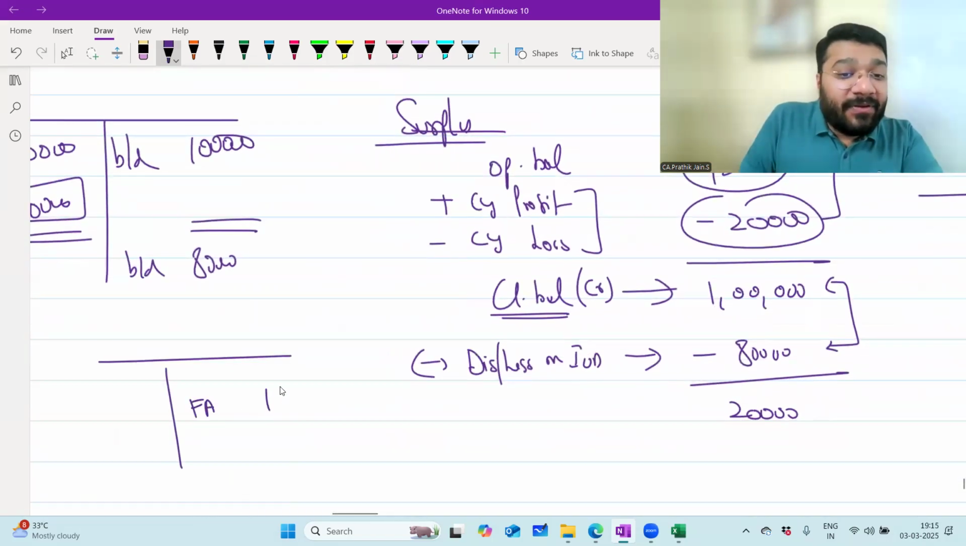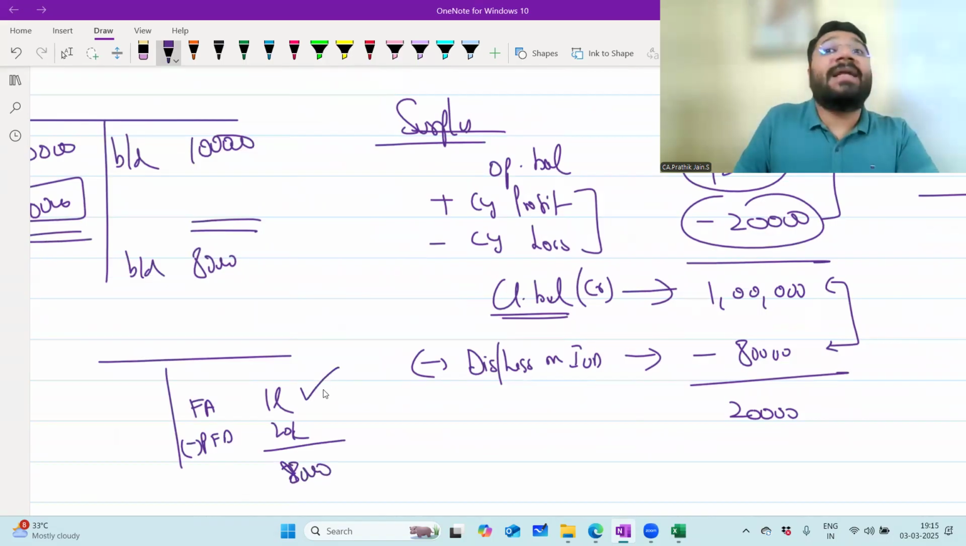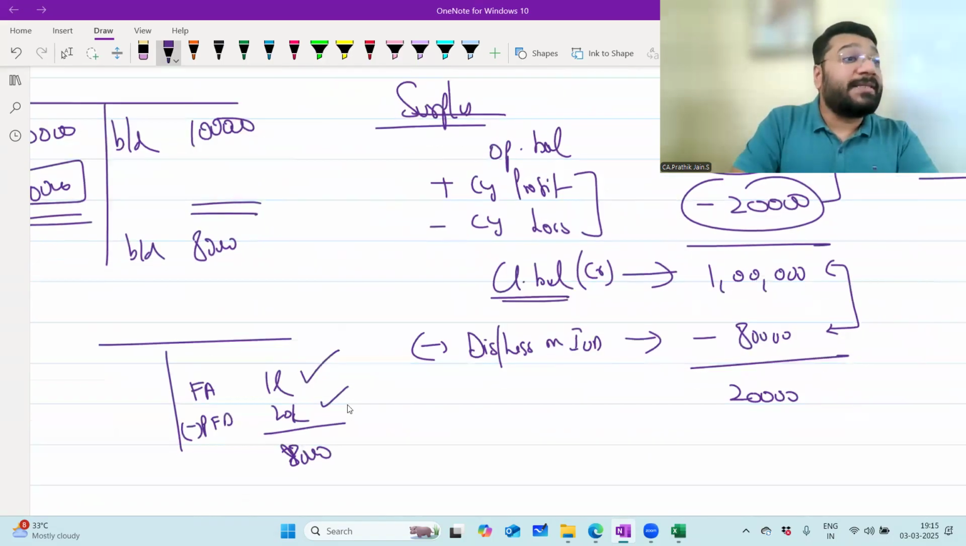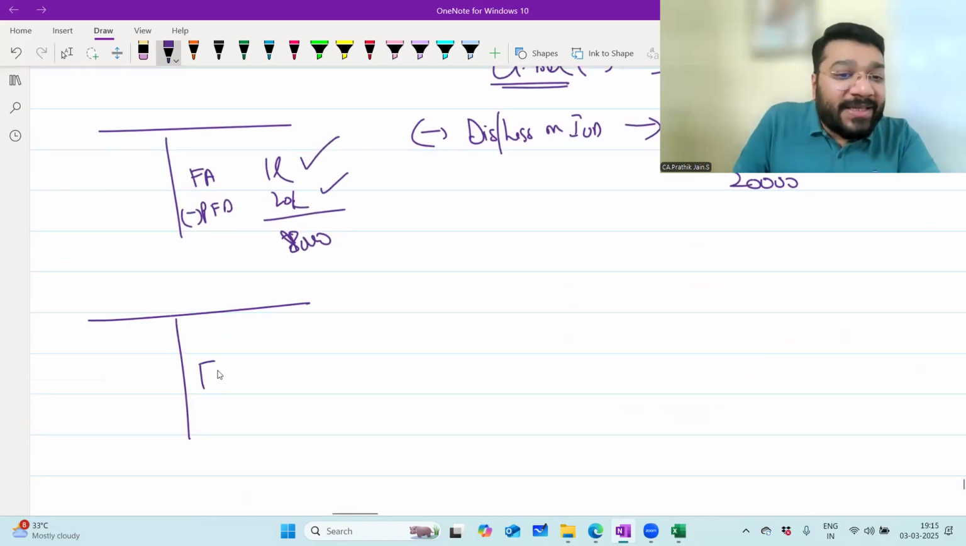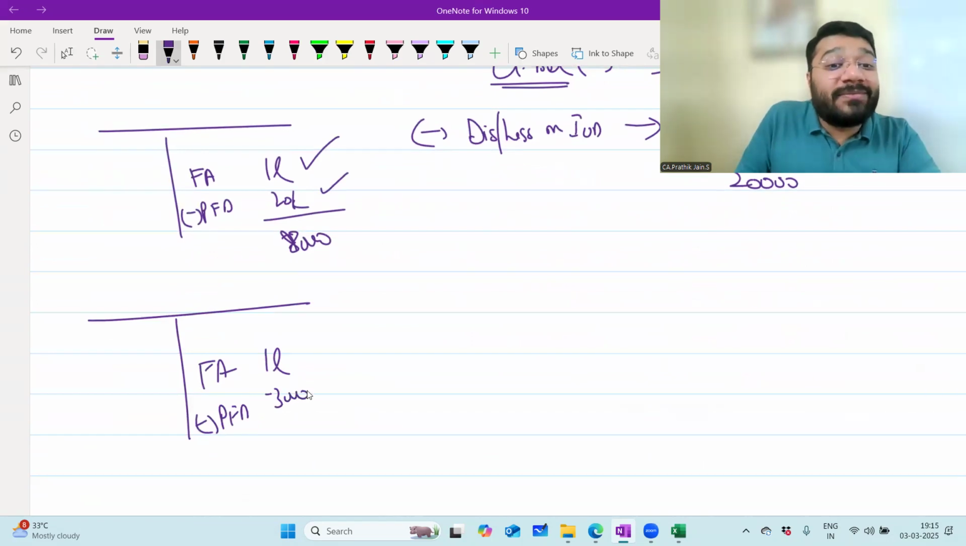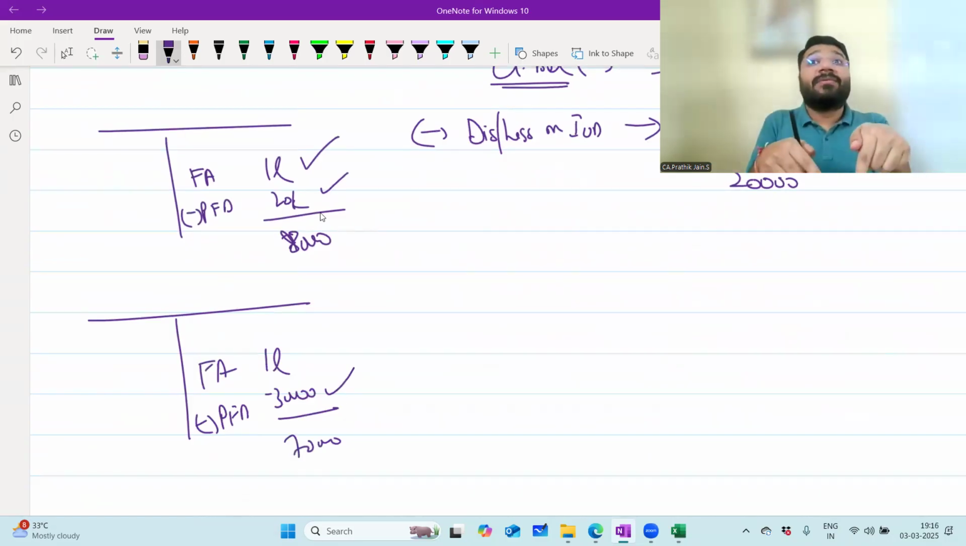Fixed asset 1 lakh minus provision for depreciation 20,000. How much does it become? 80,000 rupees. So this is a separate ledger balance. Next year, what happens? Fixed asset 1 lakh minus PFD 30,000. Means next year's depreciation put together how much? 70,000. So you are minusing PFD every year.